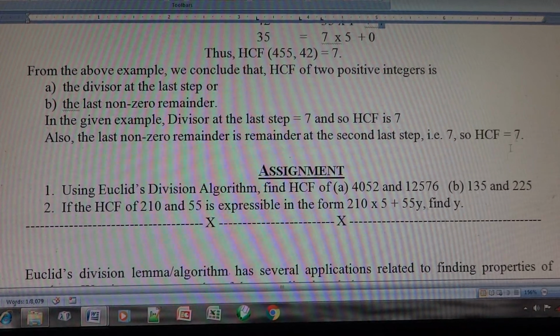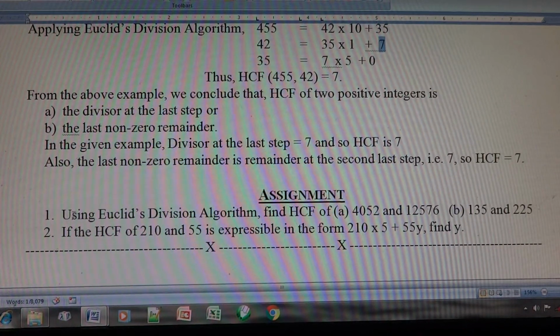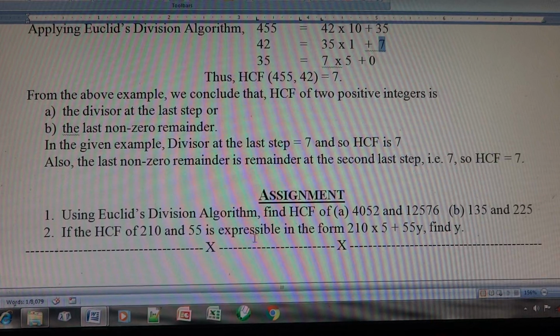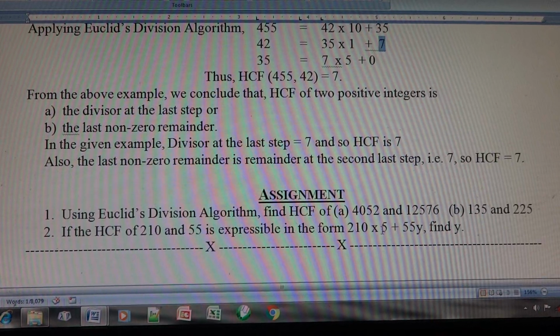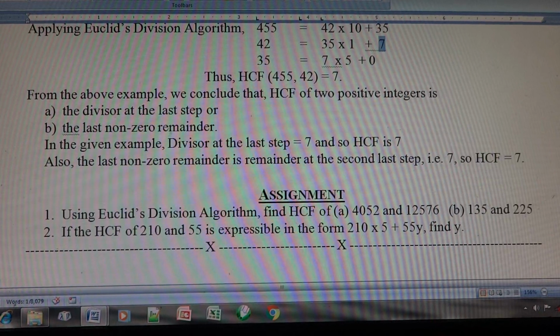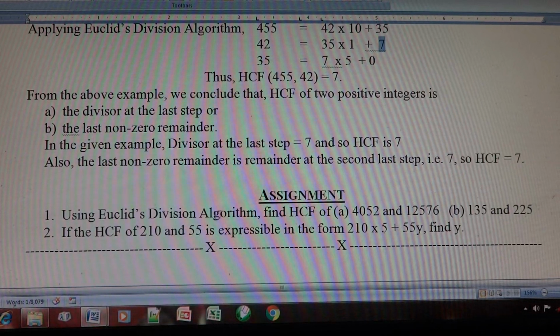Now based on these discussions, let's have a simple assignment using Euclid's division lemma. Find HCF of 405 and 2520, 135 and 225. If the HCF of 210 and 55 is expressible in the form 210 into 5 plus 55y, find y. Just go through the Euclid's division algorithm, find the HCF and answer these two simple questions.